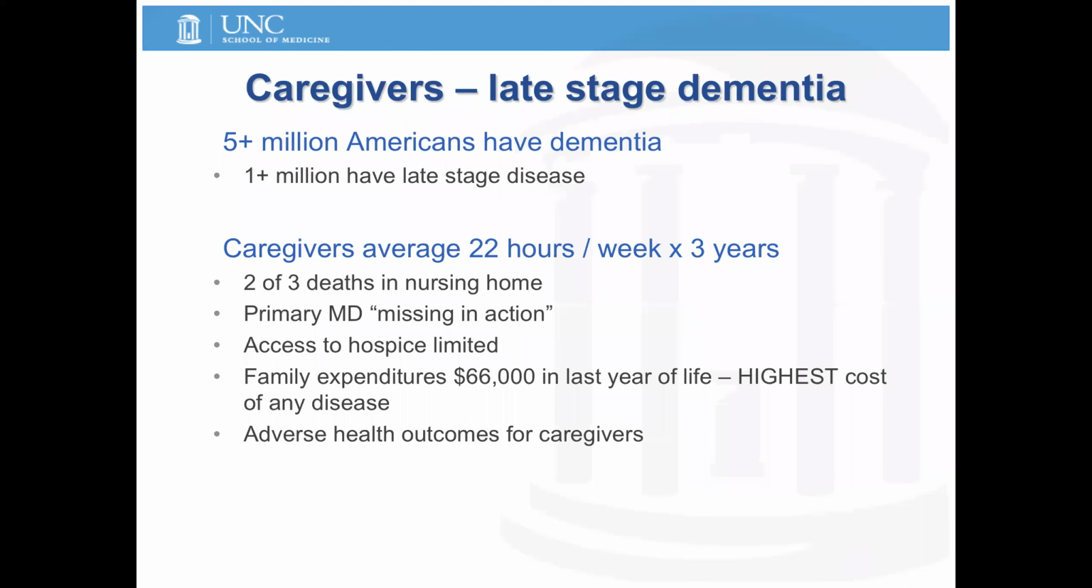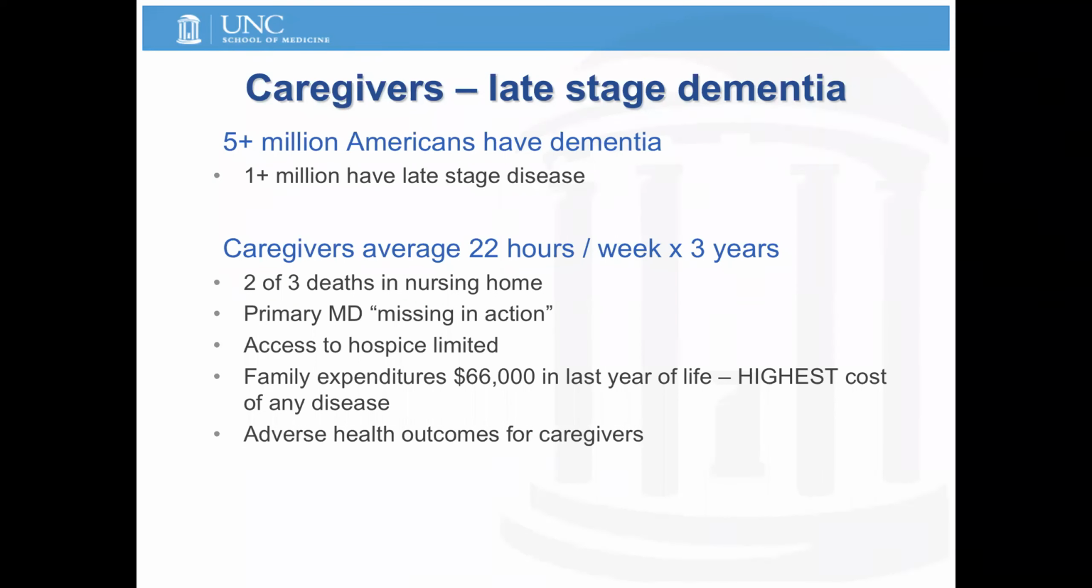We know that caregivers are also highly impacted. There are millions of Americans living with dementia, but that means there are also millions of impacted caregivers. And I like to use this description of caregiving that comes from the Alzheimer's Association, that caregivers average 22 hours per week for the last 3 years of the trajectory of the illness. If you think about that, that's adding a part-time job. And it's a real job that has real impacts on the lives of caregivers.